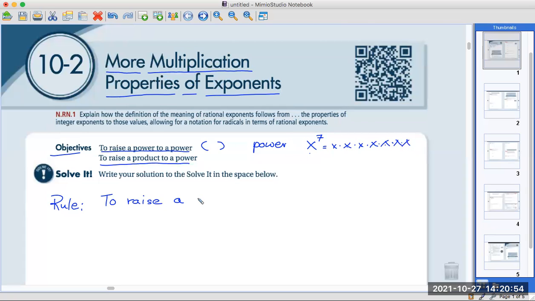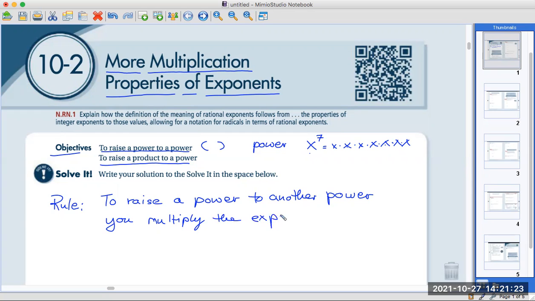To raise a power to another power. So now it's twice. And here's the clue, you multiply the exponent. In the previous lesson, we had to add them. Today, in this lesson, you multiply the exponents. So the key word is multiply.